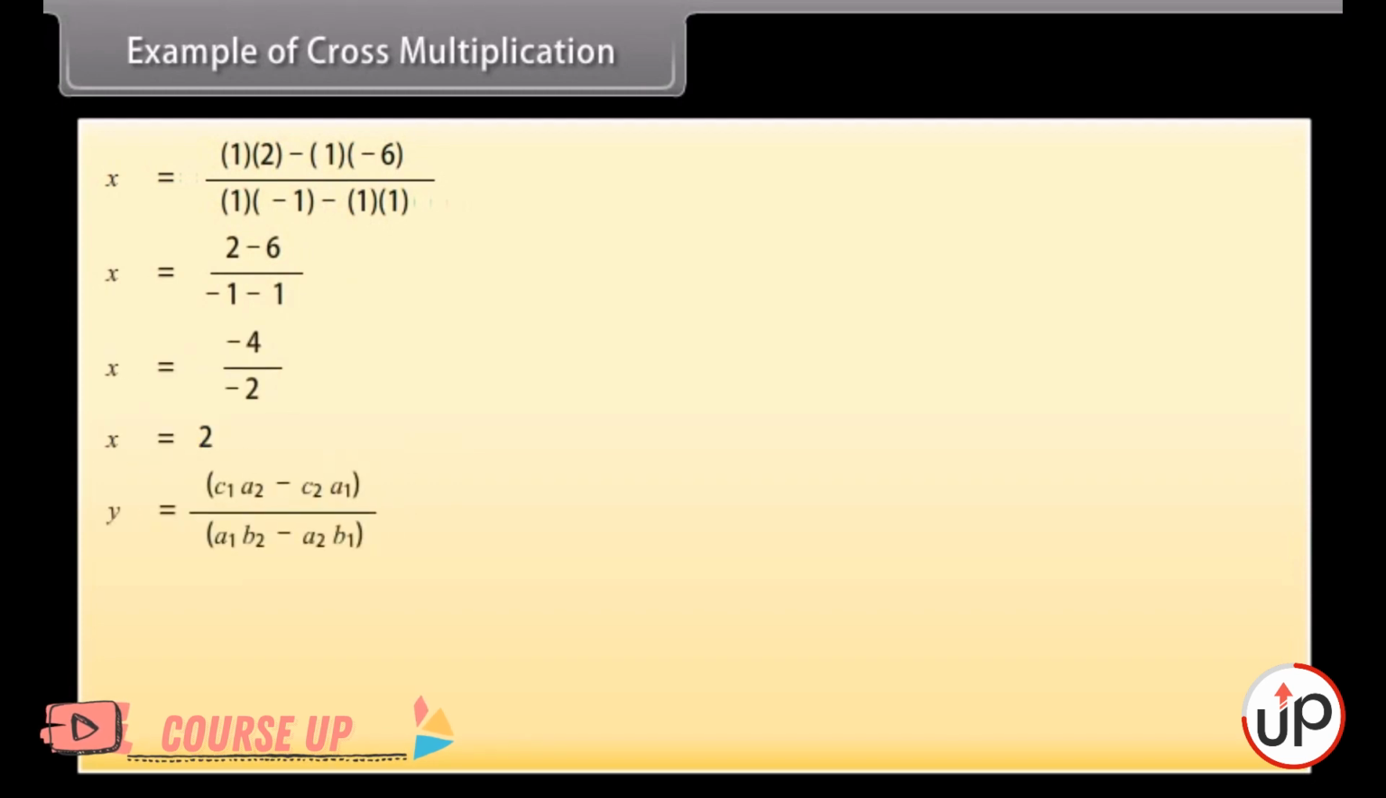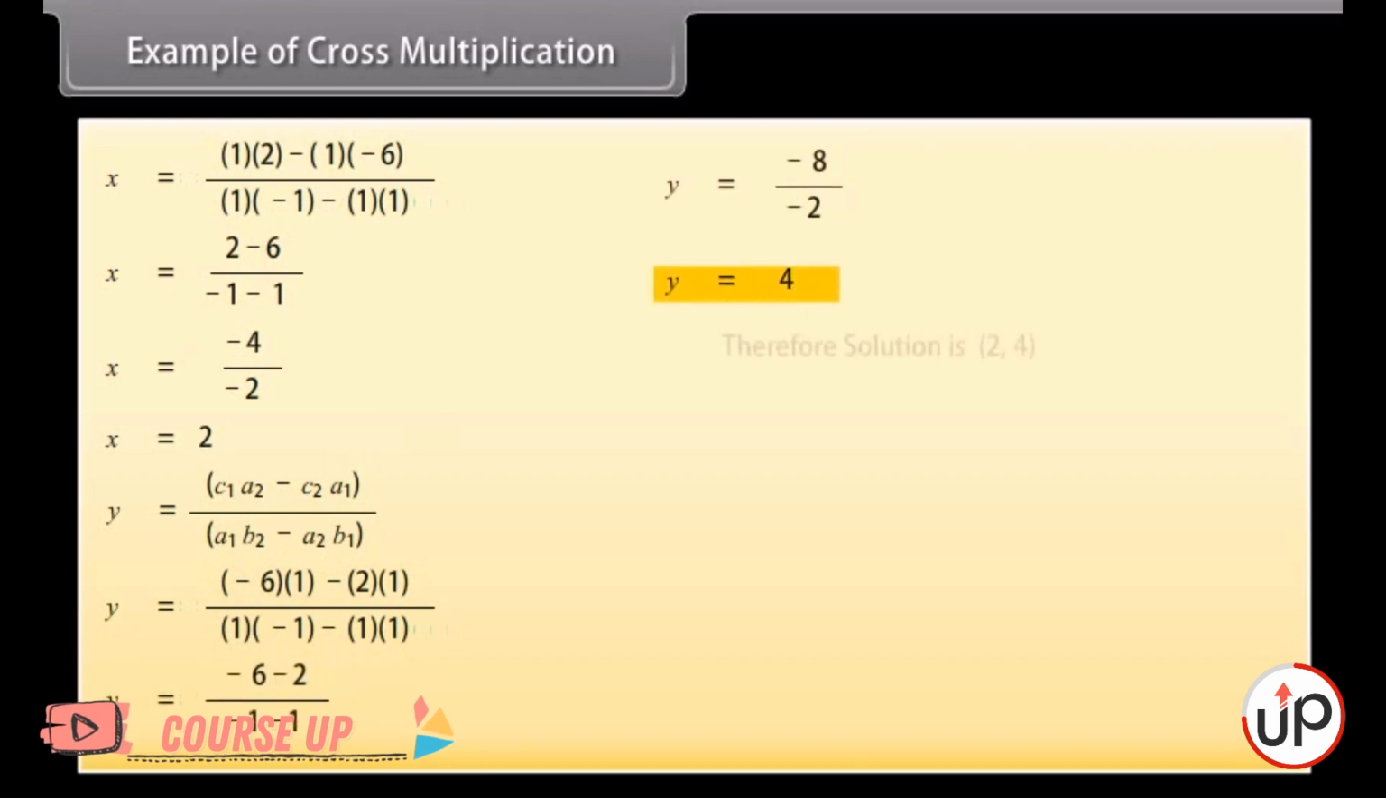y = (c1a2 - c2a1) / (a1b2 - a2b1). Now by substituting the values we get y = (-6 × 1 - 2 × 1) / (1 × -1 - 1 × 1). By calculating we get y = 4. Therefore the solution is (2, 4).